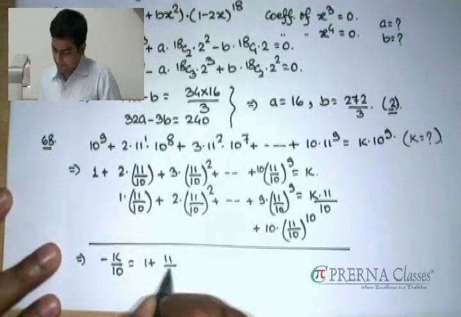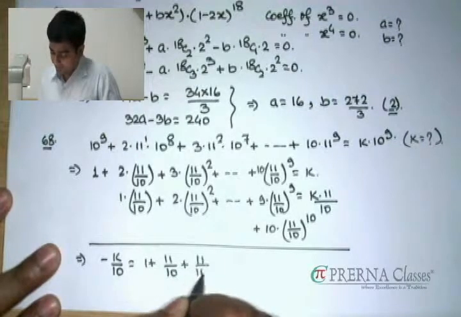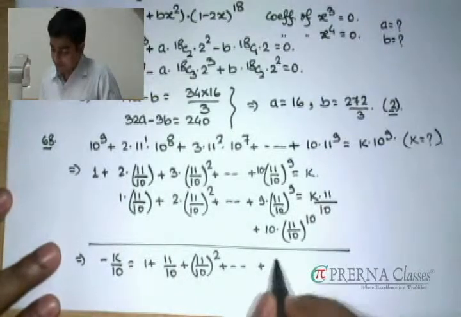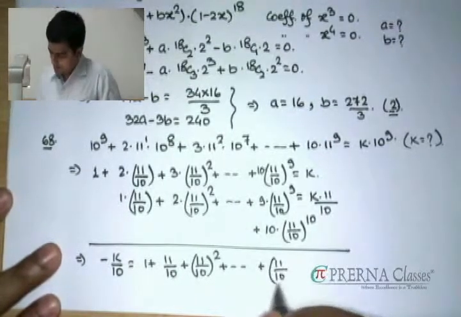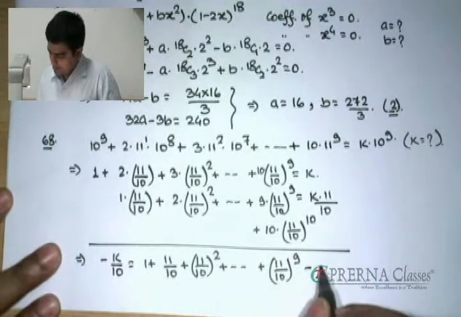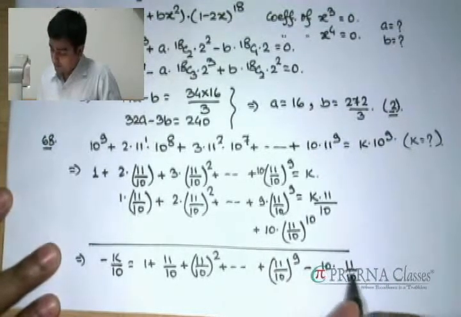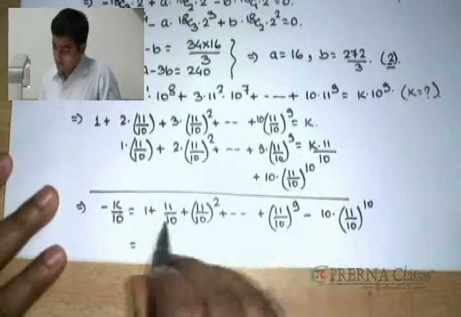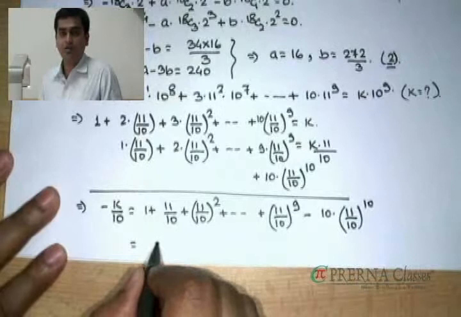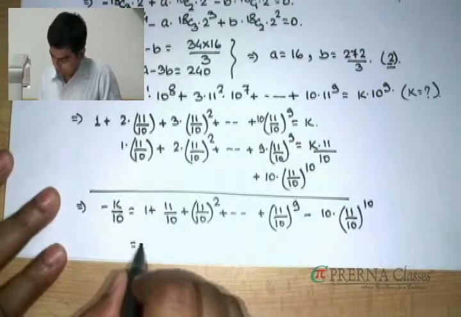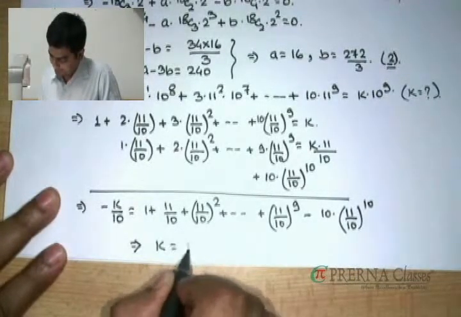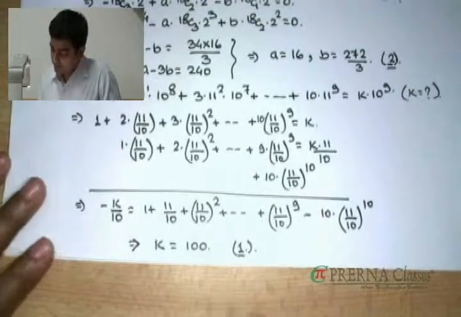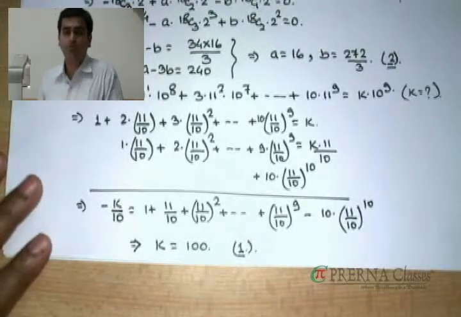Once we take the difference of this side, you will end up getting a GP with common ratio as 11 by 10 itself, the first term as 1, and the last term is going to be 11 by 10 to the power 9, but we'll be getting this particular term as a negative 1. Applying the summation of GP formula for this part, you will end up getting the value of k as 100, which is, as you can check, option 1 in that problem.